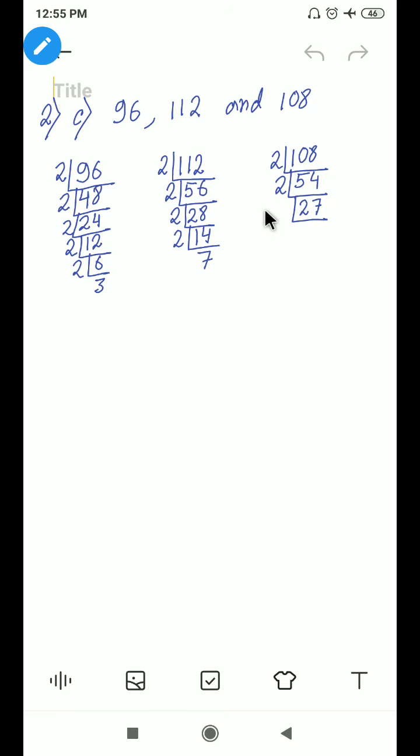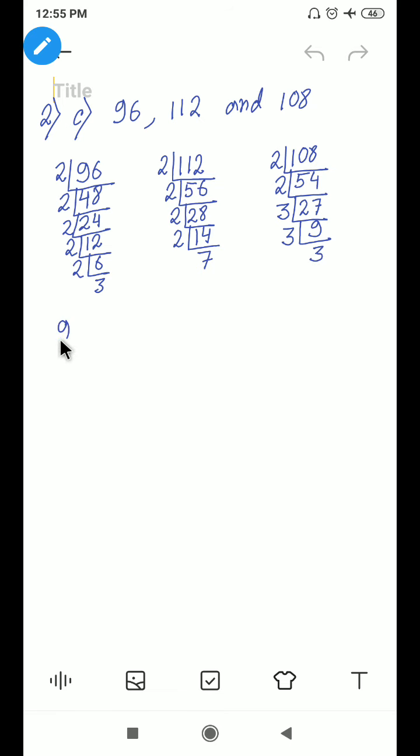Now check the next prime number, 3. 3 is a divisor of 27. But look, 9 is also a divisor of 27, but we are not taking 9. Why? Because 9 is not a prime number. Since the question says to use the prime factorization method, you have to use only prime factors. So 3 times 9 is 27. Again 9 is divisible by 3, so there will be 3 into 3, and 3 times 3 is 9.